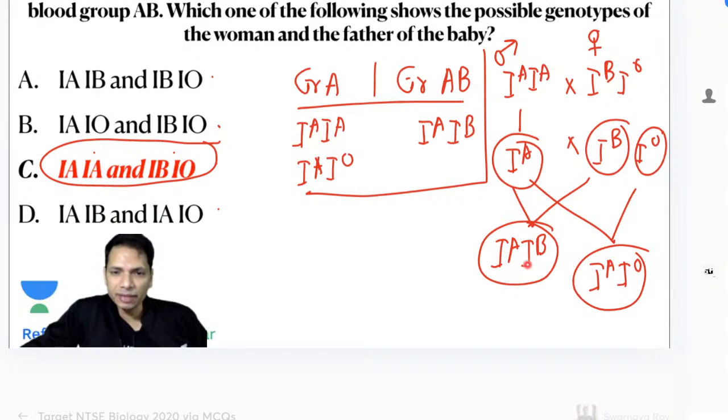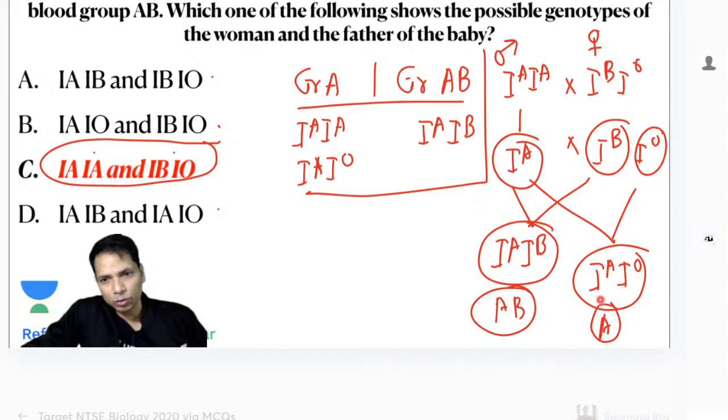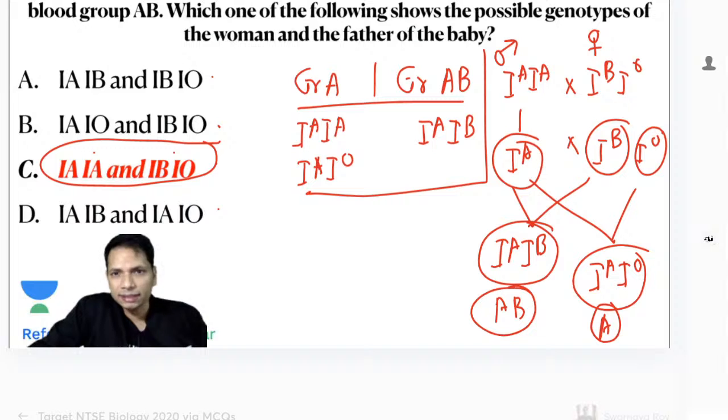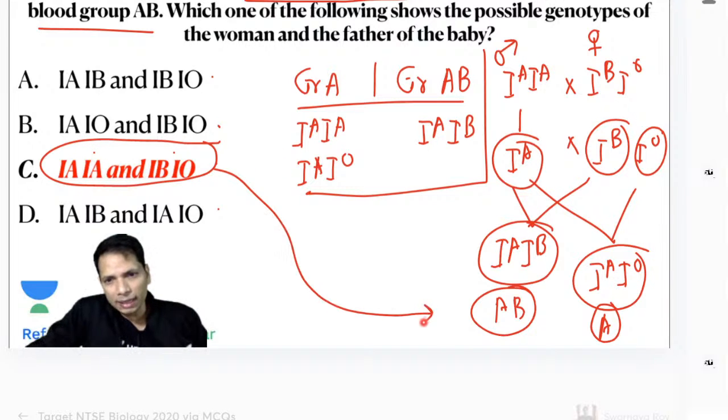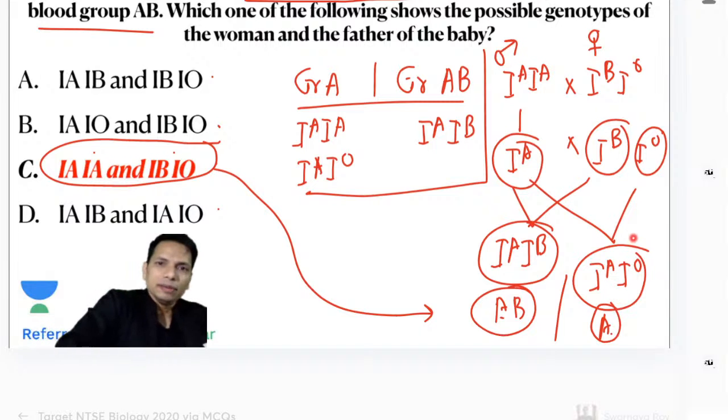Here 50% are babies born with AB blood group and 50% are babies born with A blood group. So there are equal chances of the baby having A and AB blood group. With a little bit of knowledge of this, you will understand that ultimately this parents' genotype is the only genotype that will give equal chances of AB and A. All right, we'll move to the next question.